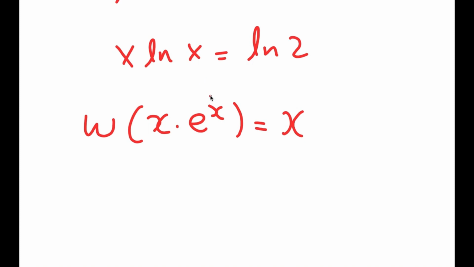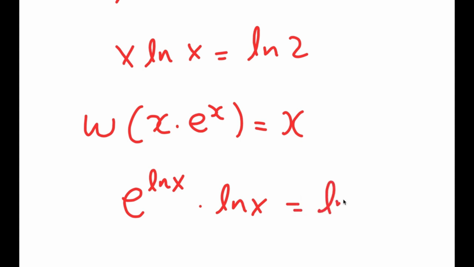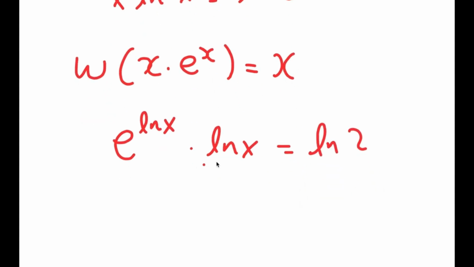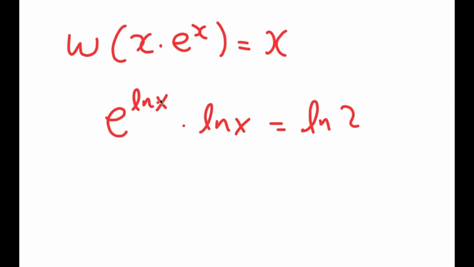Well, to do that, I'm going to rewrite x as e to the power of ln x, because e to the power of ln x is equal to x. The ln and e cancel out. And now, x in this case is ln x. So I have ln x times e to the power of ln x.